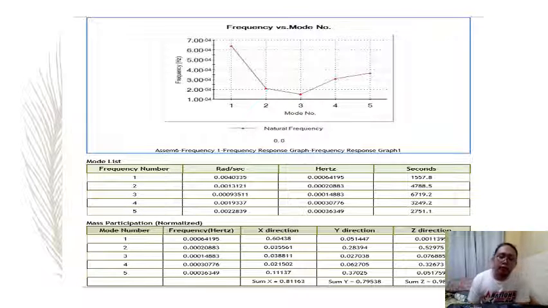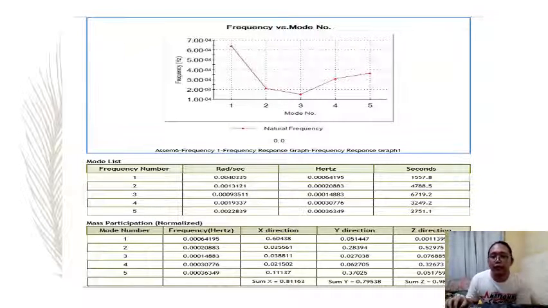We have three models or three sets of data. The first one is the graph, in which the highest is the first simulation, the lowest is the third simulation, and the middle is the fifth simulation. In the table, the first simulation has the highest amount of radian per second, and also the highest amount of hertz. Do keep in mind that this simulation has no fixture and no loads applied, so basically the pure frequency.